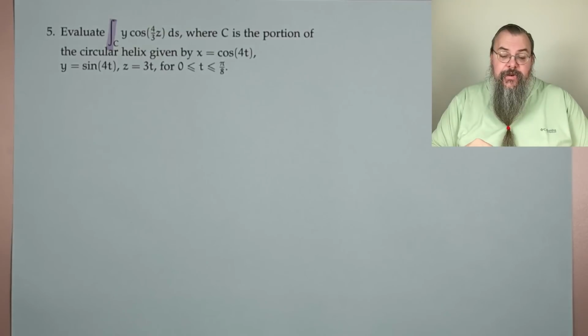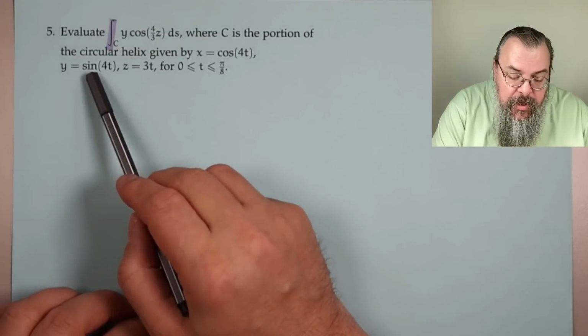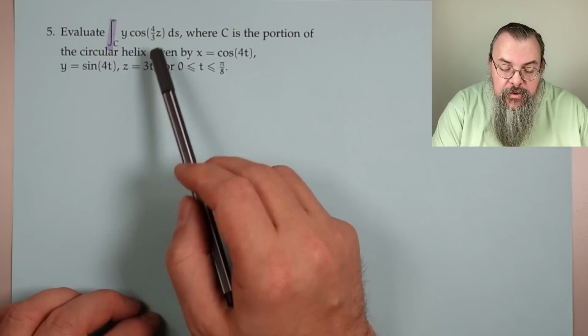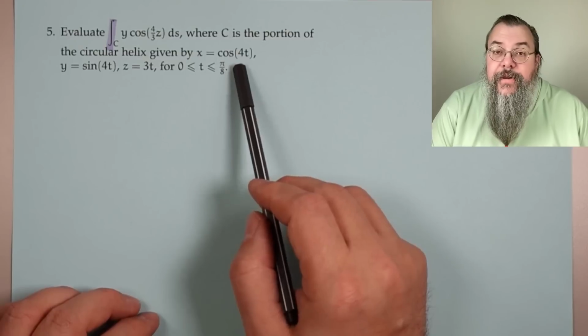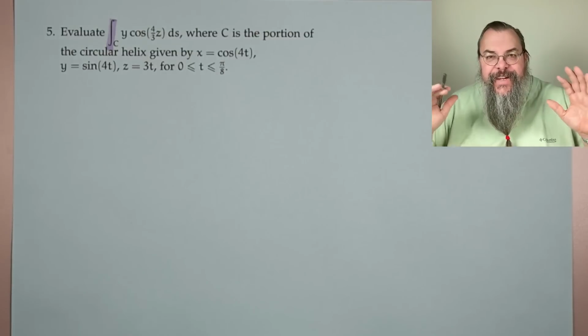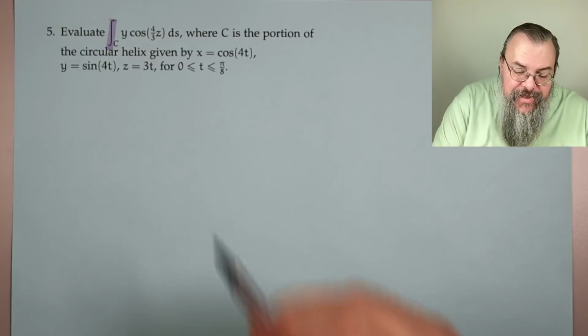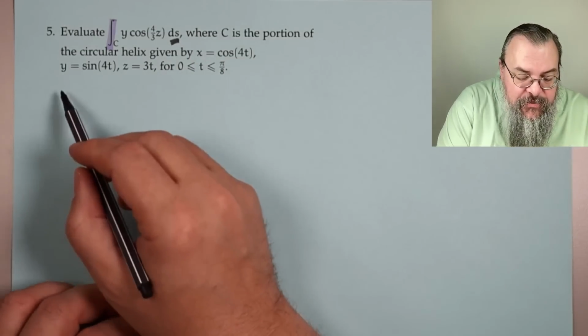All right, so we are going to do the following. Everywhere we see a y, we put sine of 4t. Everywhere we see a z, we put 3t. And everywhere we see an x, well, we don't. Whew! So we don't have to replace it. Well, there kind of is an x, though, because there's this ds part. So let's do that computation first.